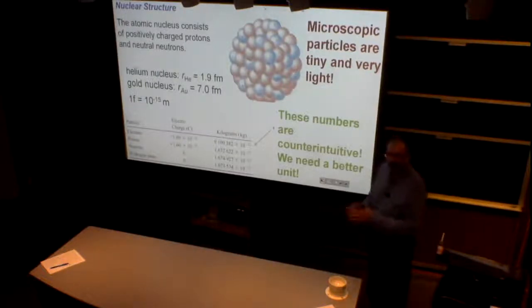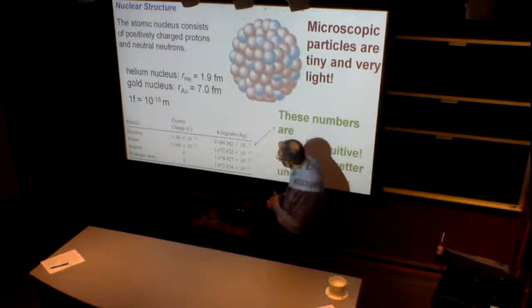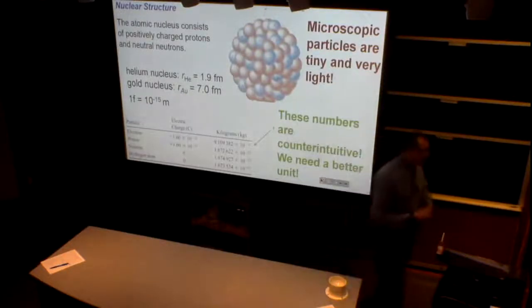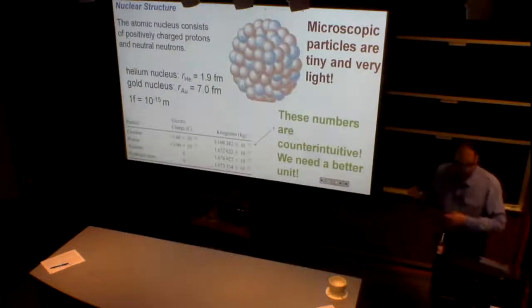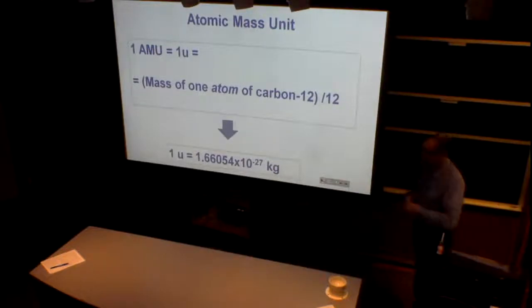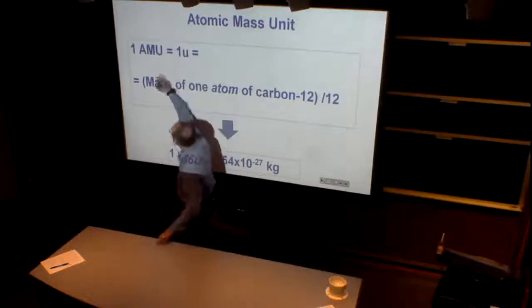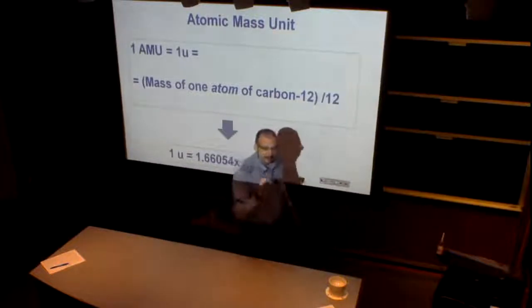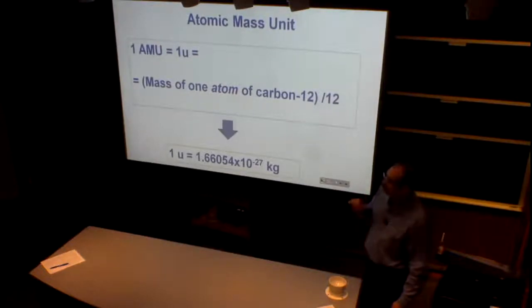Now, of course, we could use the international system of units to measure masses and energies, but the numbers would be really weird, like 10 to the negative 31st, negative 27. So like we have invented a mole to measure the number of particles in chemistry, here people have invented a different unit of mass, the atomic mass unit, or people use just a little u. And by definition, an atomic mass unit is equal to 1/12 of the mass of an atom of carbon 12.